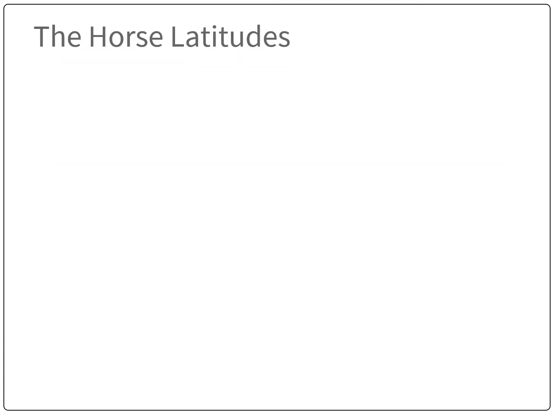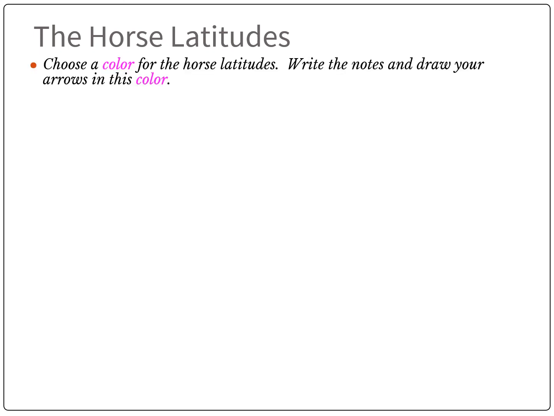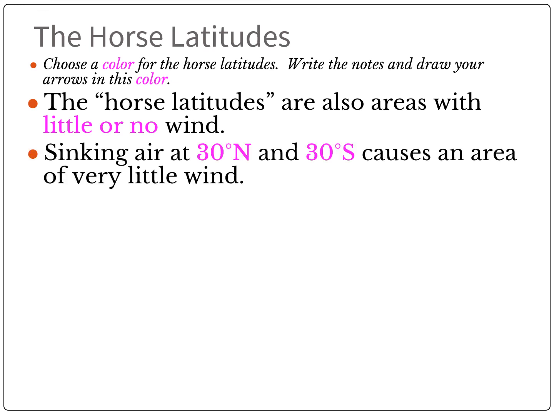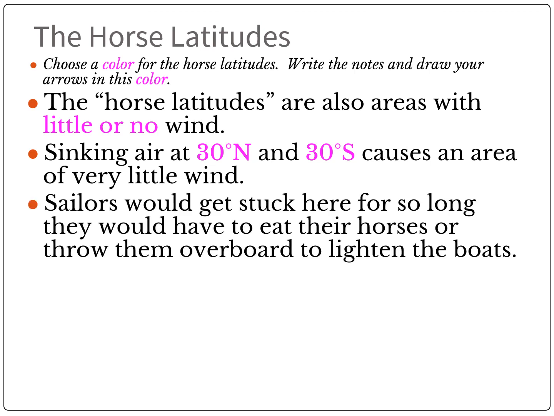And finally, we're going to talk about the horse latitudes. The horse latitudes are also areas with not very much wind. Okay, they're a little more wind than the doldrums, but they're still not a lot. That sinking air at 30 degrees north and 30 degrees south causes an area of just a little bit of wind. It's kind of a weird, kind of in-between area.